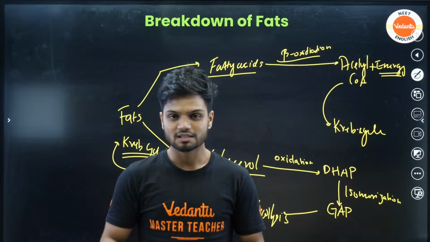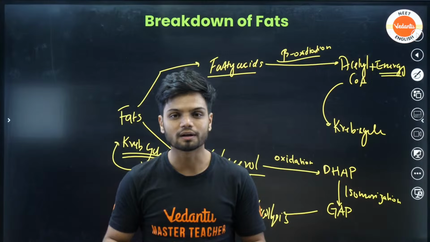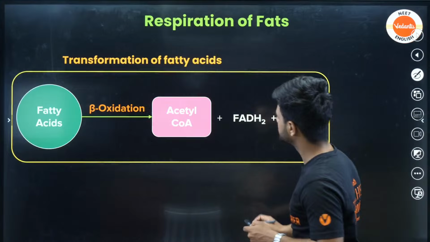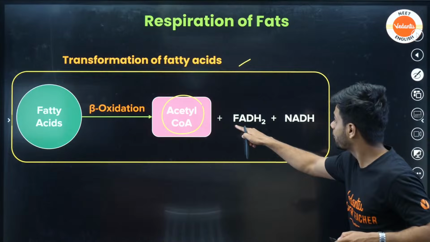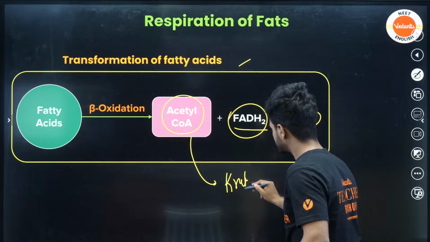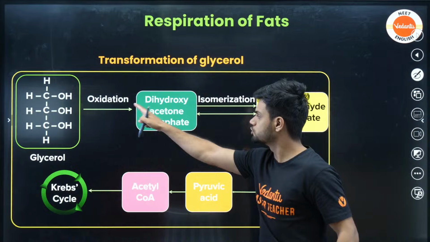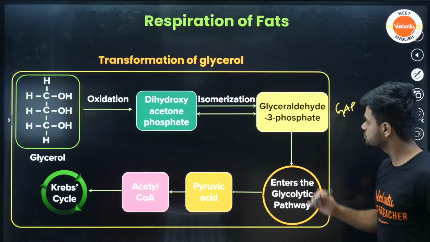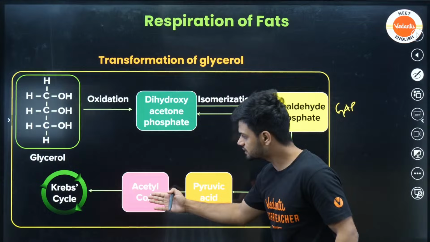Similarly, how you order food from outside, you eat the food and you're done. This is called your alternate pathway for the breakdown of your fats. See here, fatty acids can undergo beta oxidation to produce acetyl-CoA, FADH2, I think I forgot to mention this, FADH2 and also NADH. This will go to your Krebs cycle. Similarly, your glycerol undergoes oxidation to produce your DHAP, isomerization, your GAP, or GPAL, will enter glycolysis, pyruvic acid, acetyl-CoA and Krebs cycle. That is your complete breakdown of your fats.